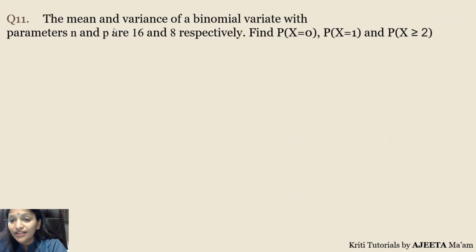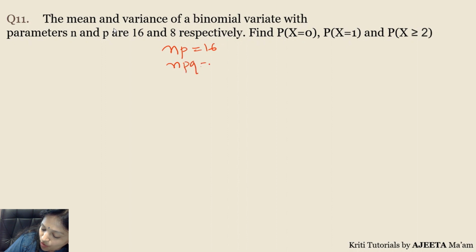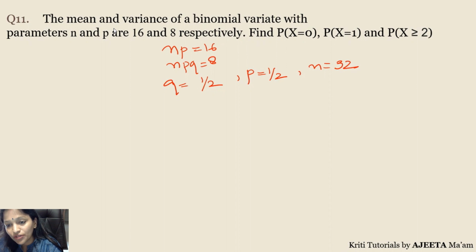Now the next is find the mean and variance for the parameters n and p are 16 and 8. You have to find these three values. Now for this, first you will find the values of n and p, and then using the formula, you will be finding these values. So your NP is given as 16. Your NPQ is given as 8. So your Q will be 1 by 2. Your P will also be 1 by 2. Your N will be 32. Right? By solving the equations.